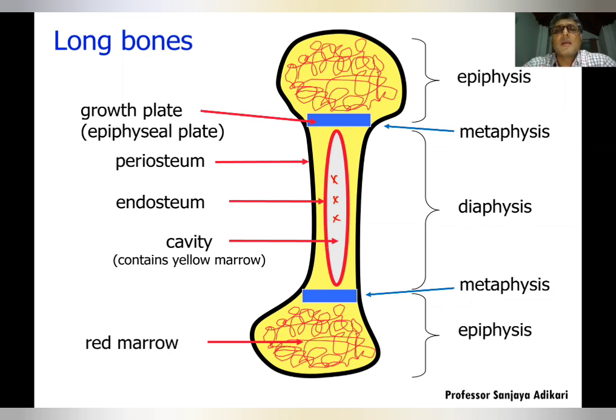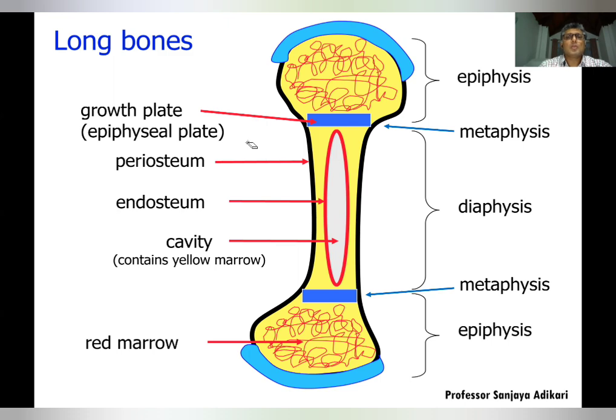Red marrow is actually an area where red blood cells are formed. So there can be formation of blood in these areas. In a very small baby, even the middle part, this cavity, is filled with red marrow, so that can also be an area of production of blood. But later when you become adults, the diaphysis no longer produces blood cells, but it continues in the epiphysis, the blood formation in the red bone marrow.